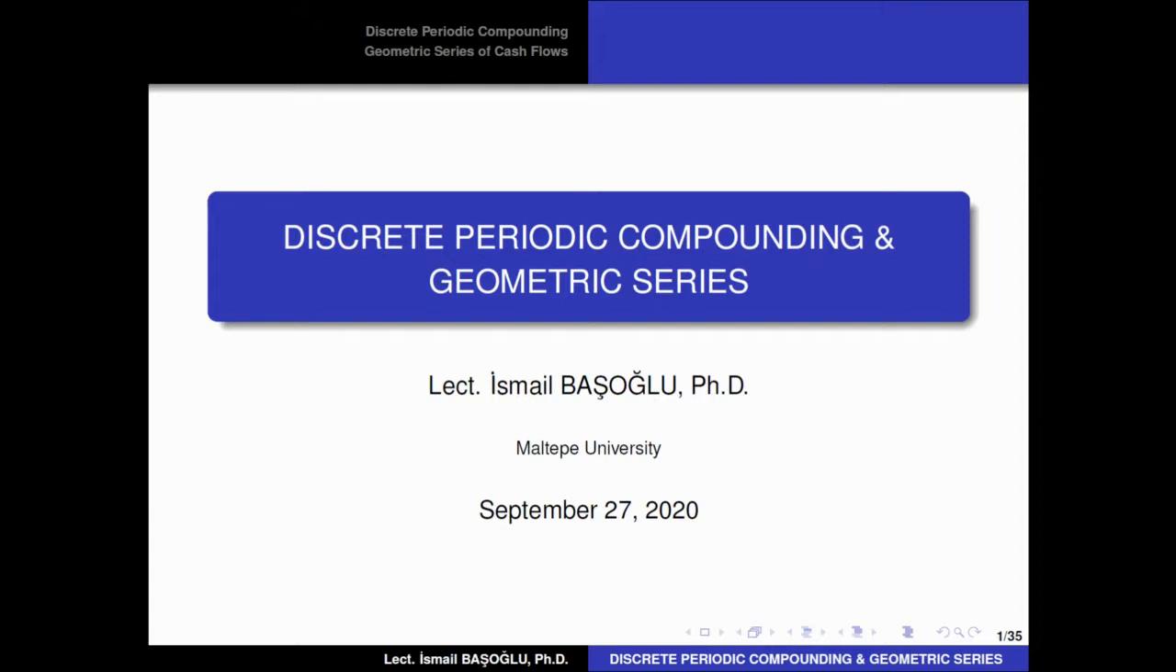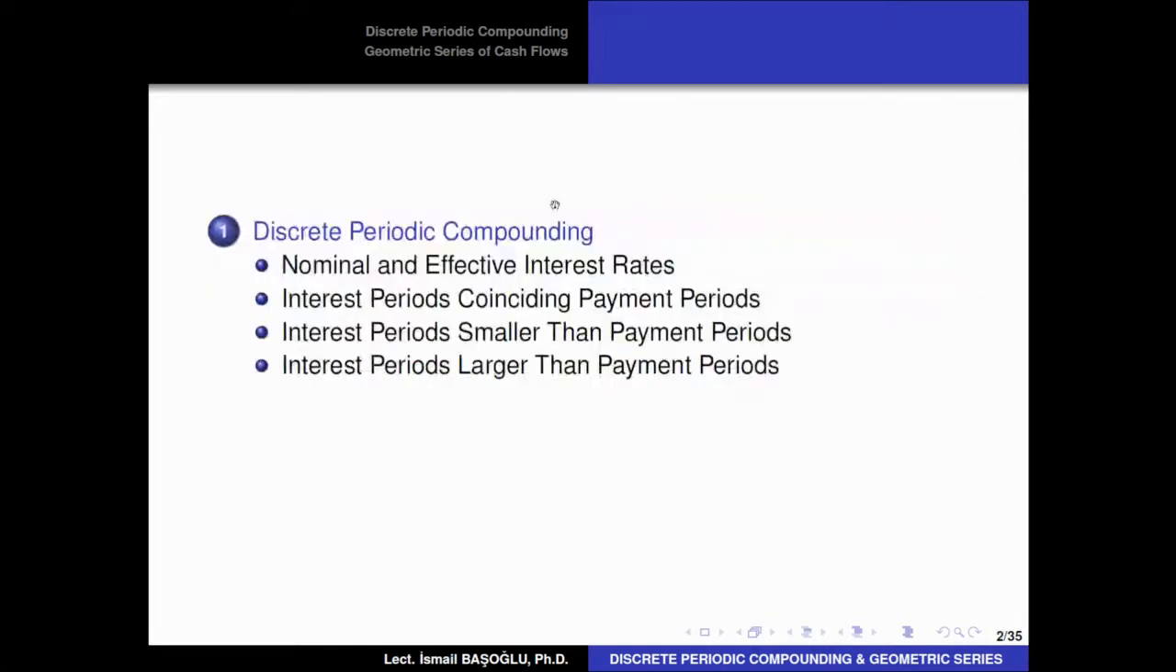And in the second part of this chapter, we are going to study the geometric series of cash flows, which is actually a new type of series. And we are going to study it in the second part of this week's lecture. So the outline is as follows.